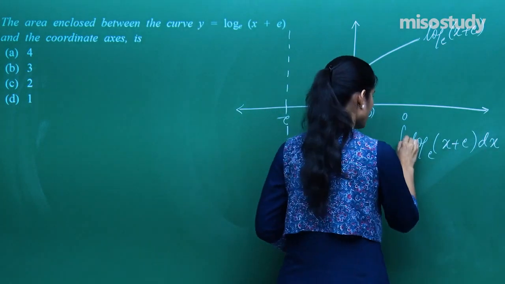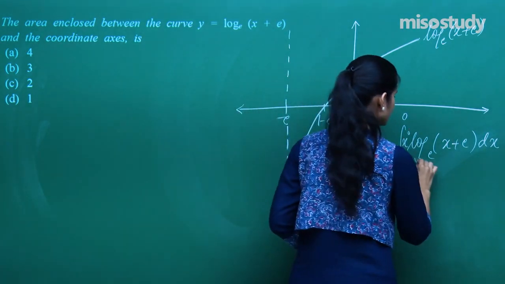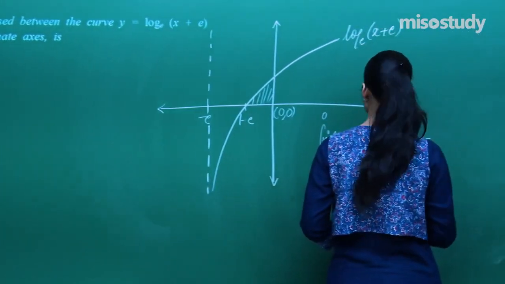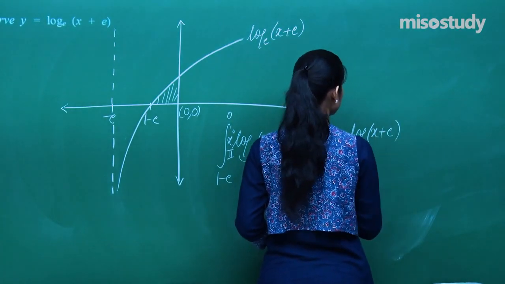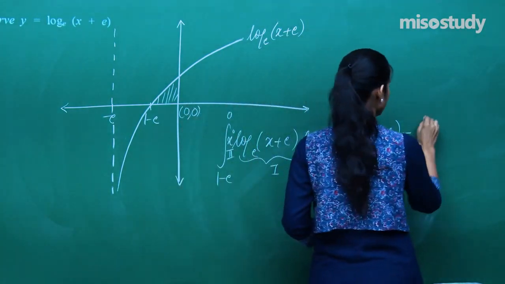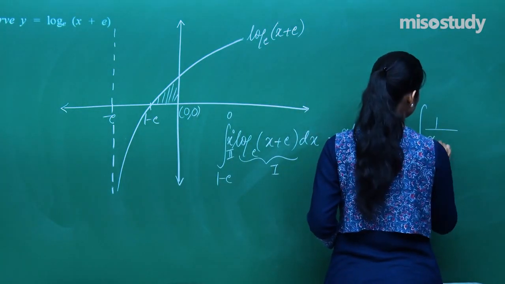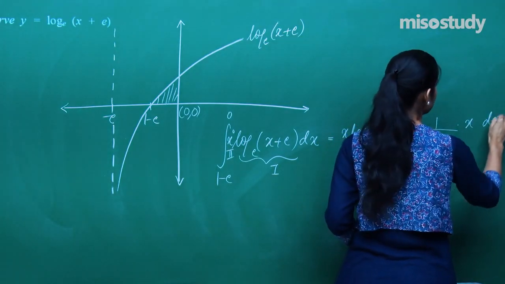Here again you can apply by parts. I can write it like this, x to the power 0 into this. This is the first function and this is the second. So I get first into integration of second minus integration of differentiation of the first into integration of second dx.